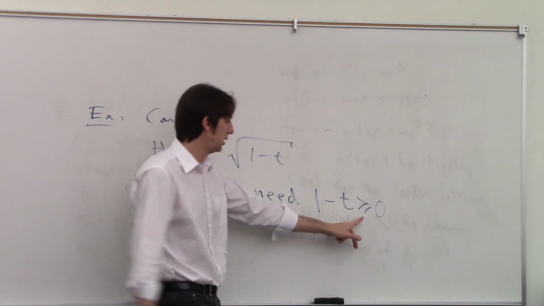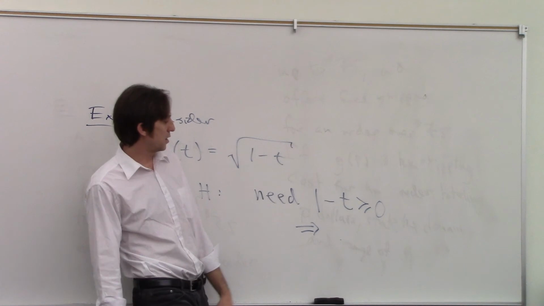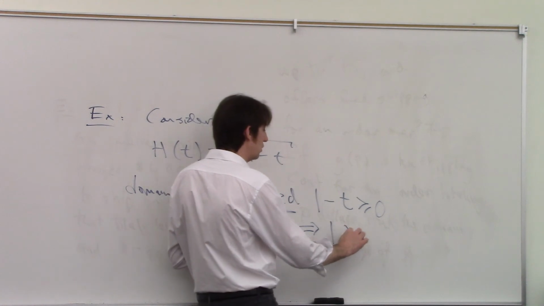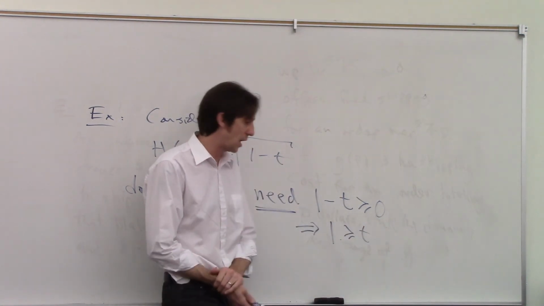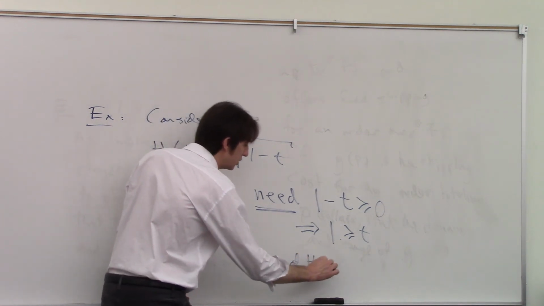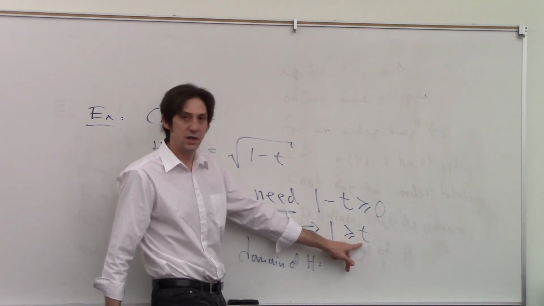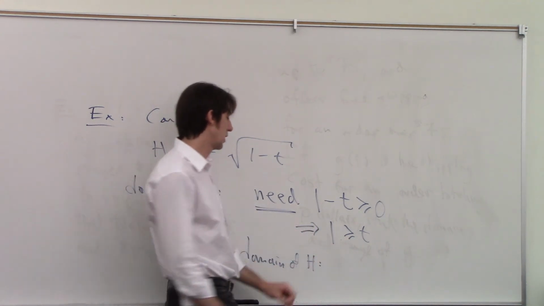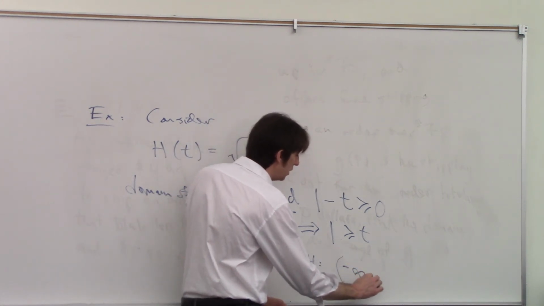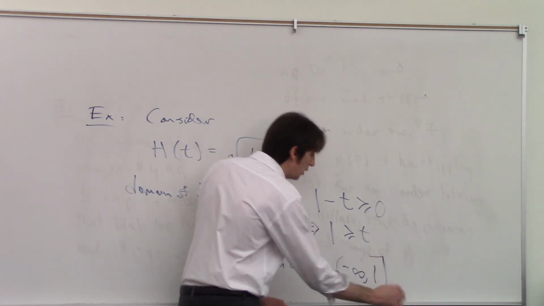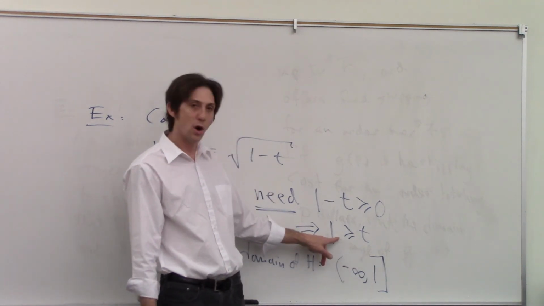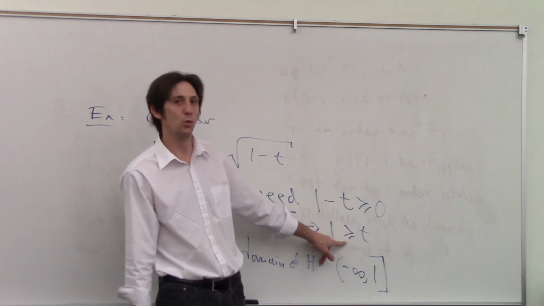This is an inequality, but I can solve it for the independent variable t. And so in this problem, for the domain, I need 1 to be greater than or equal to t. I just added t to both sides. A different way to write this is that the domain of capital H consists of all real numbers t that are less than or equal to 1. We can write that as an interval. That's the collection of values minus infinity, comma 1, and then I use the square bracket next to the 1 to indicate that I want to include 1 in the domain, because t could equal 1 here.